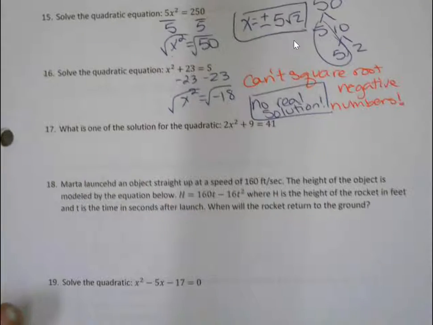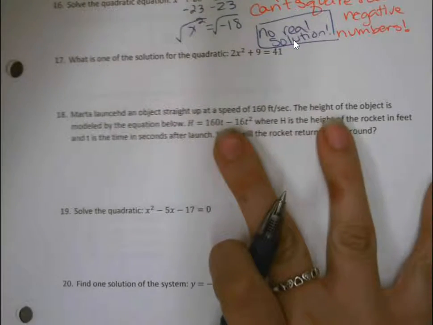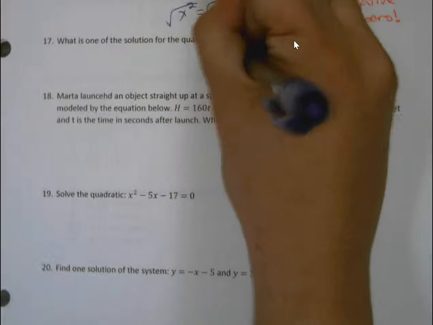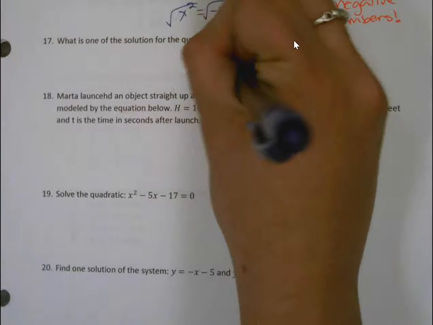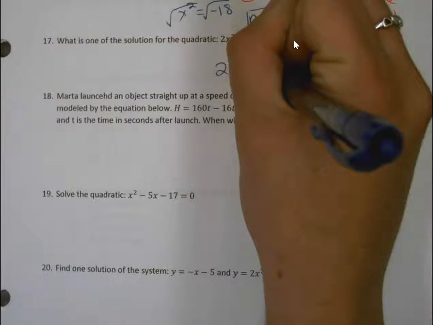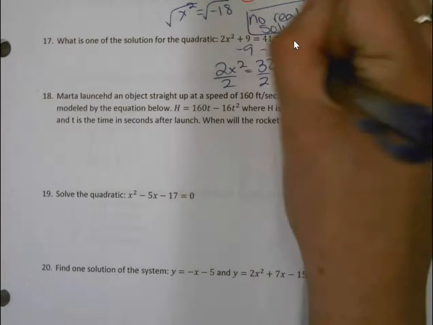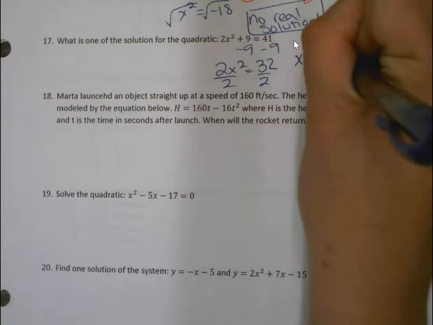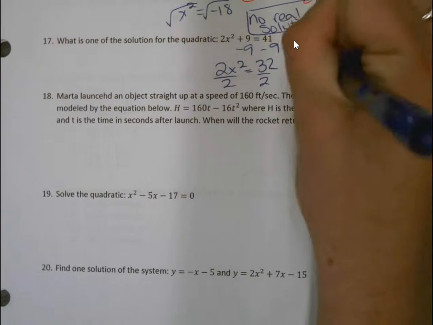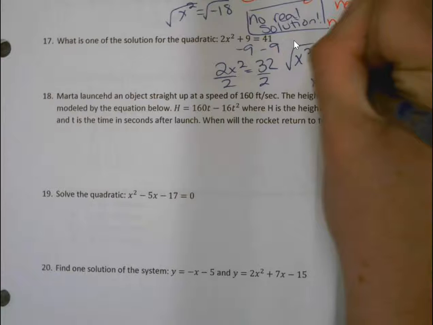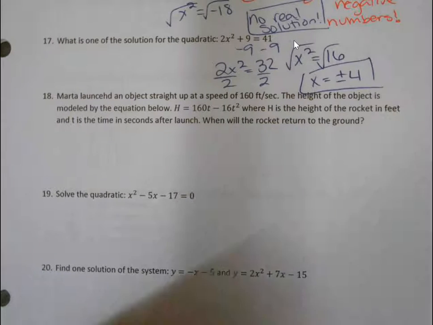Okay. Same thing with number 7. This time it's just two-step solving. I subtract 9 on both sides. I get 2x squared equals 32. Divide by 2. X squared equals 16. I go ahead and take the square root. I get x equals plus and minus 4.